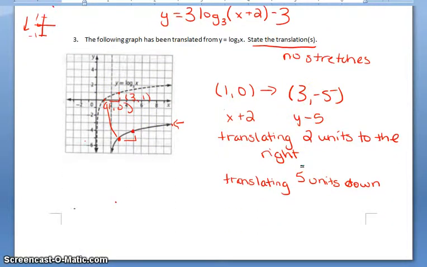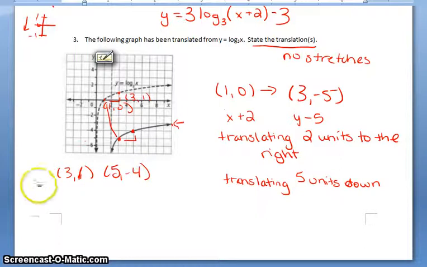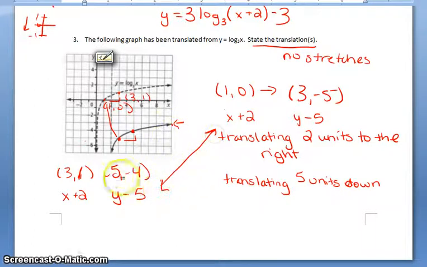Then what we can do is a check. We had two other points: 3 and 1, and then 5 and -4. So do your check. How did you get from the first x value to the second? You went x plus 2. Then going to your y, how did you get from 1 to -4? Well, that was y minus 5. If you notice, those two match. So x plus 2 and y minus 5 is exactly what happened with both of those coordinates. That means we translated 2 units to the right and then 5 units down.